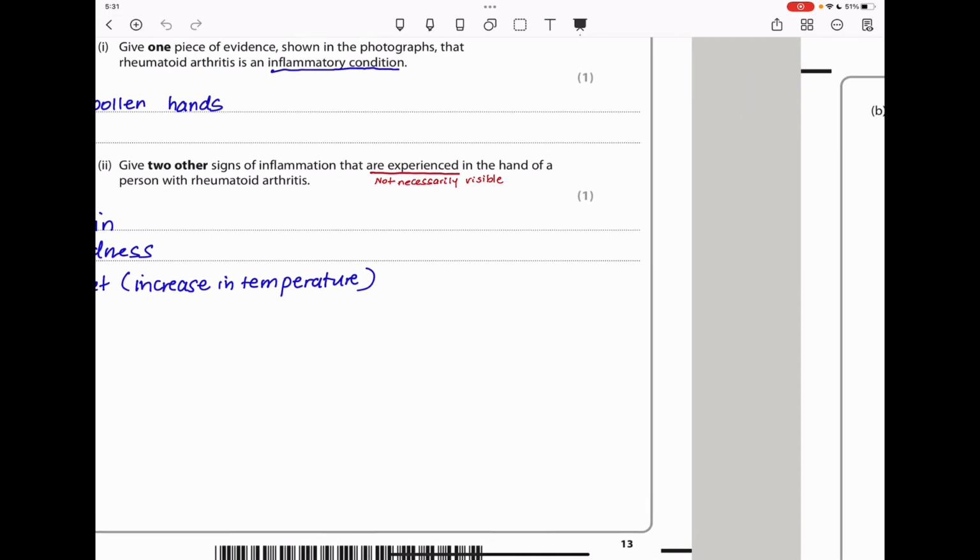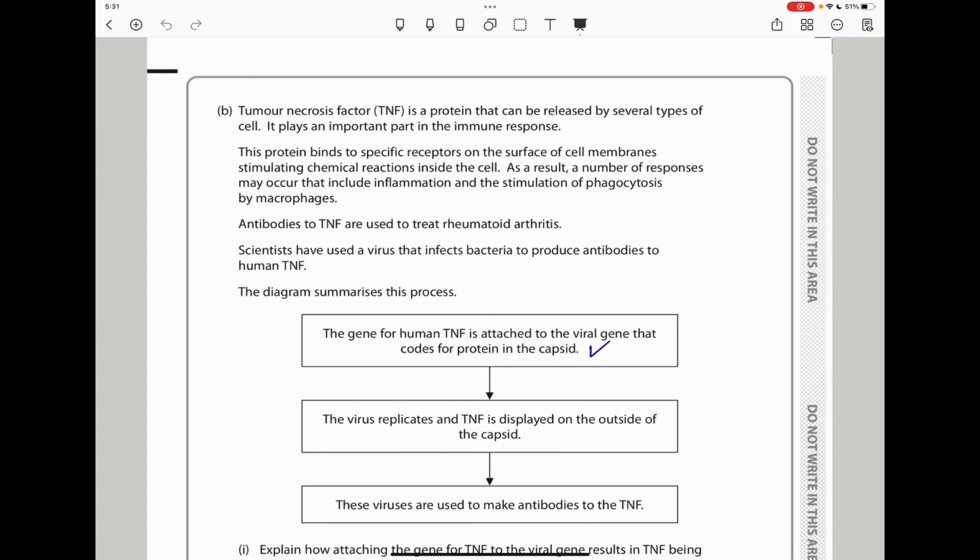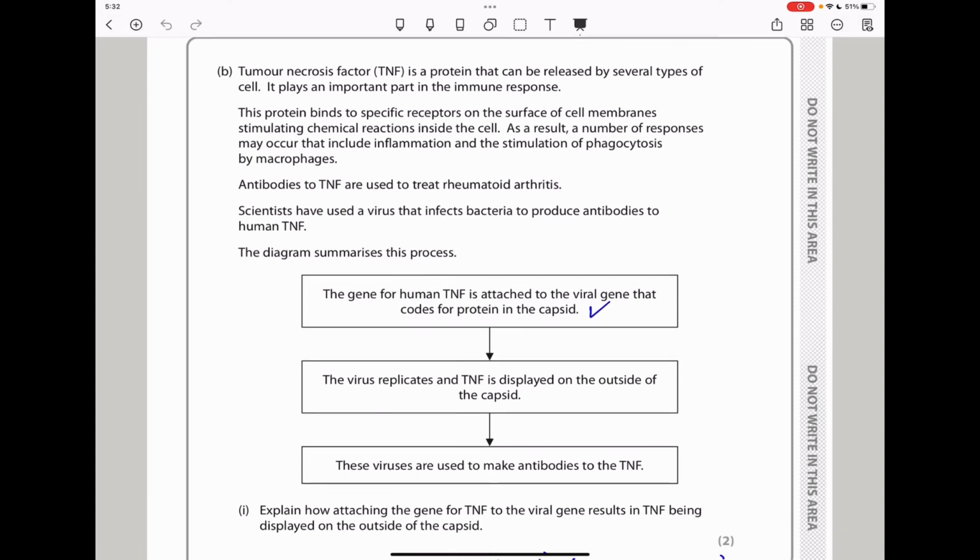Let's continue to the next part. It says, tumor necrosis factor, or you could say TNF, is a protein that can be released by several types of cells. It plays an important part in the immune response. The protein binds to specific receptors on the surface of cell membranes, stimulating chemical reactions inside the cell. As a result, a number of responses may occur that include inflammation and the stimulation of phagocytosis by macrophages. Antibodies of TNF are used to treat rheumatoid arthritis.